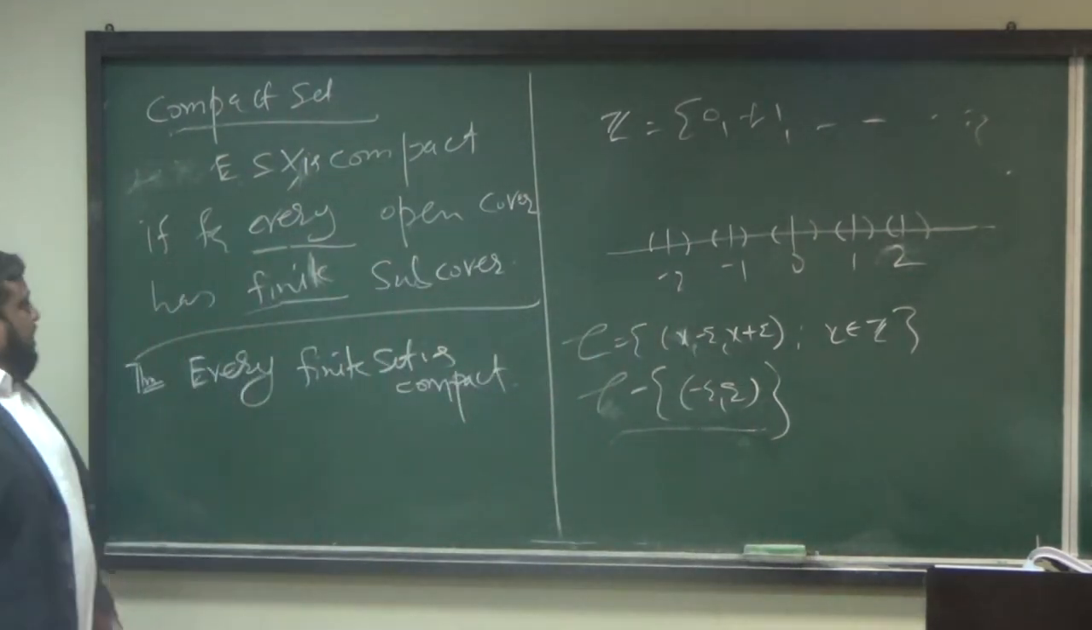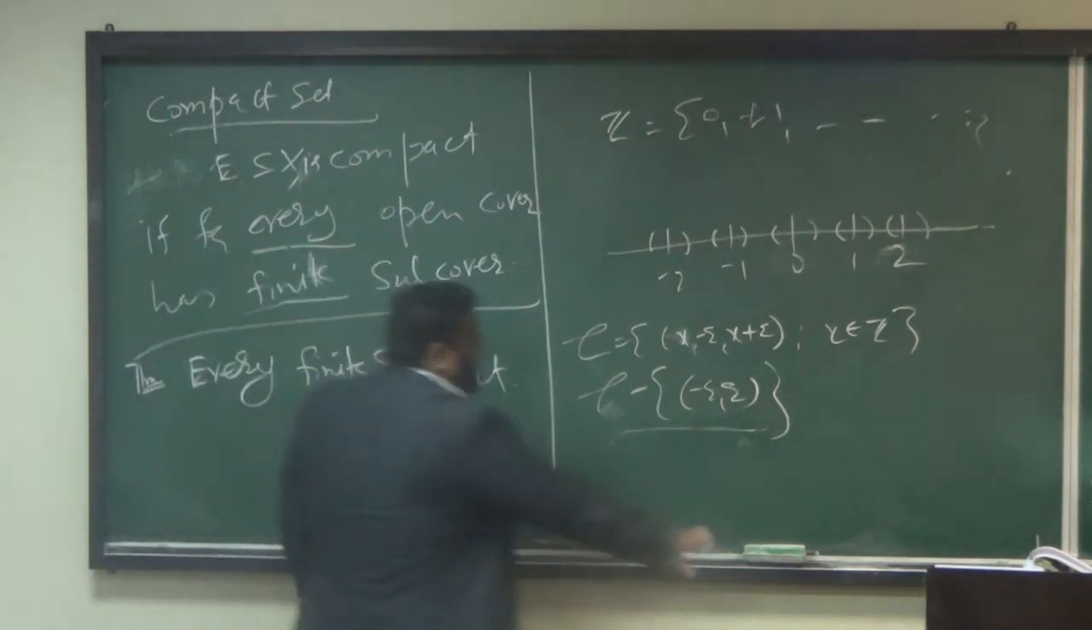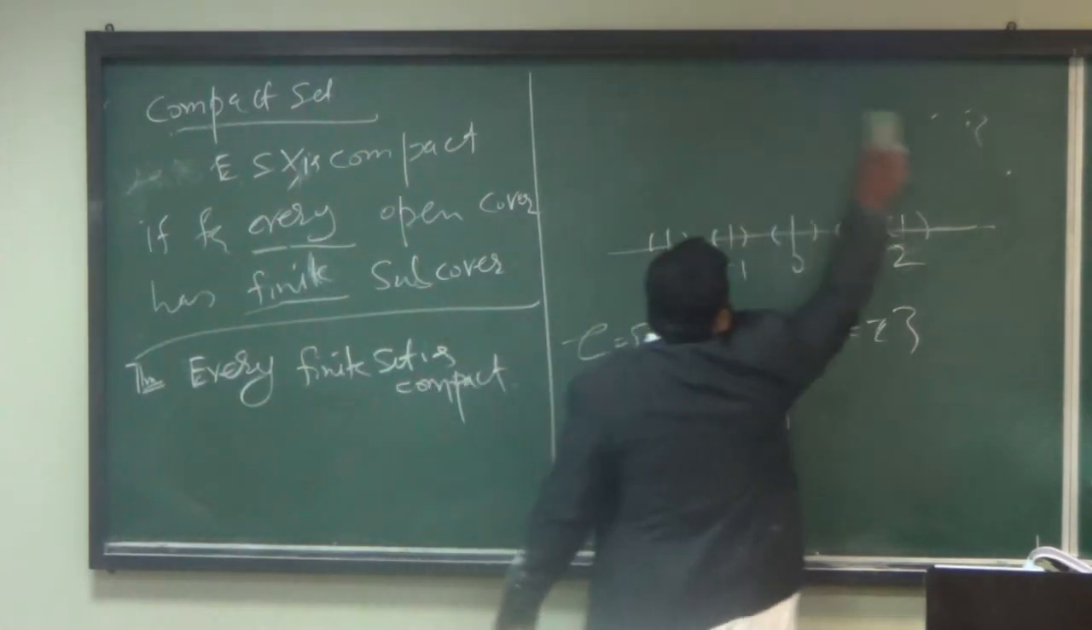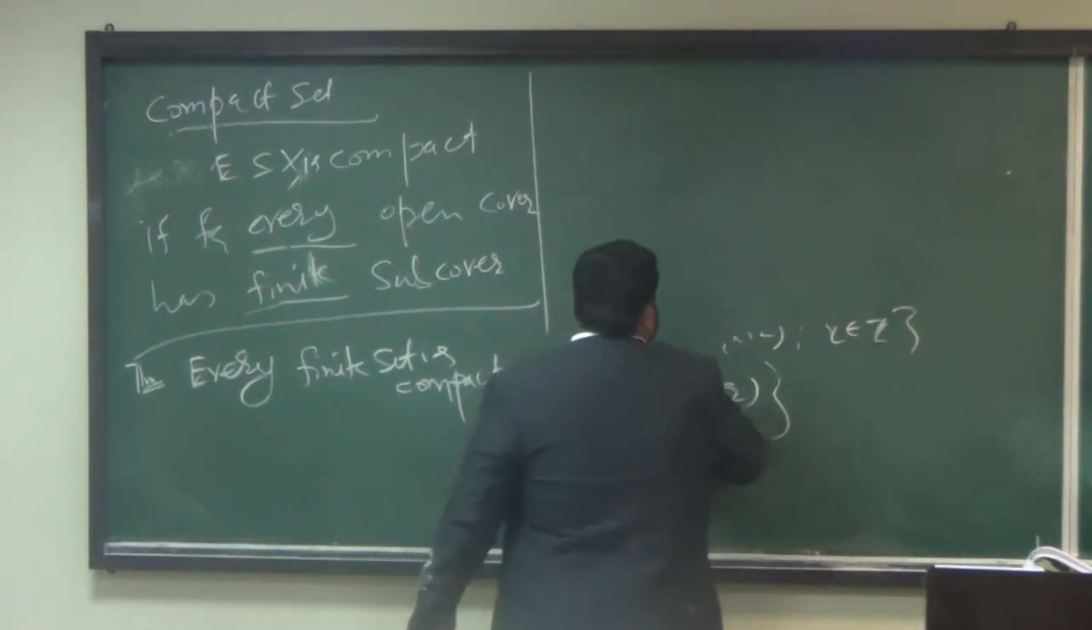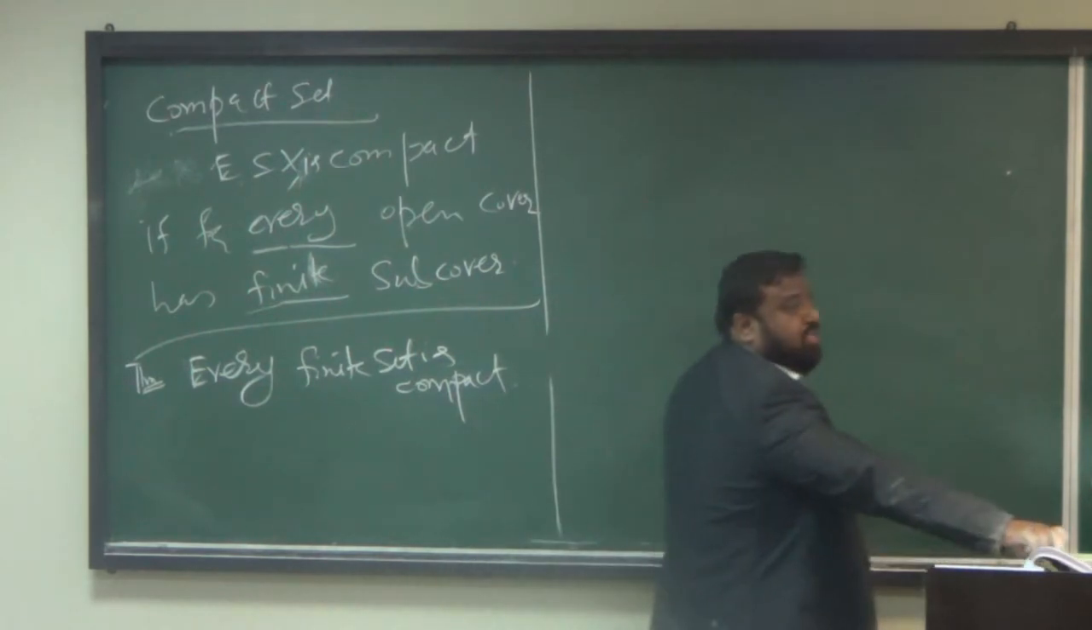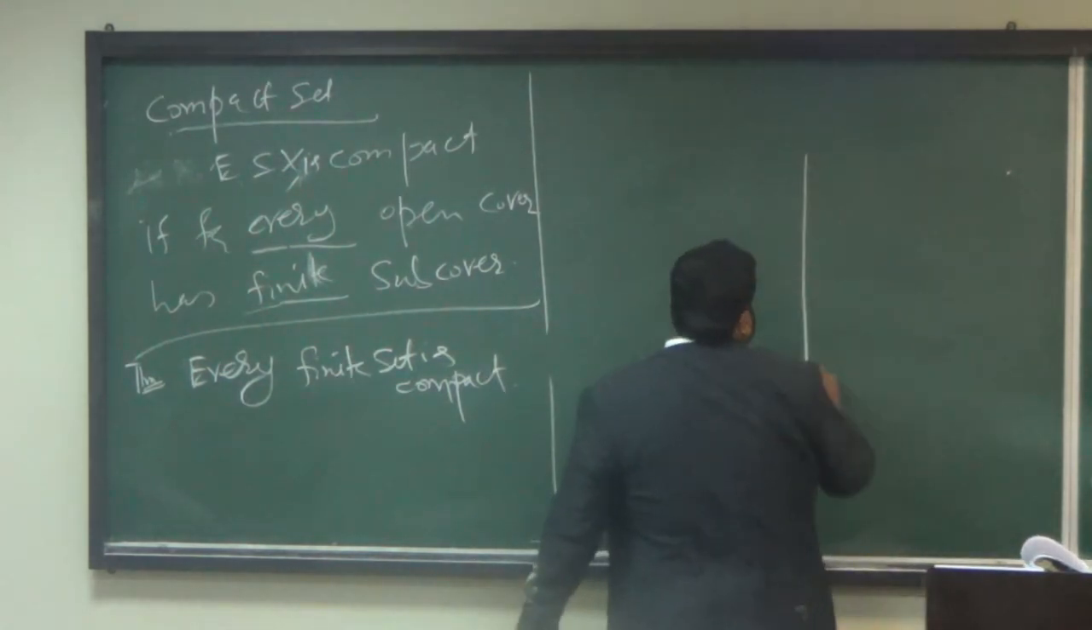So why do you think that finite sets are compact? Let me draw a picture, and let's think through the picture first and then write the proof.